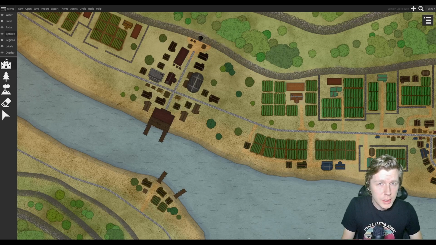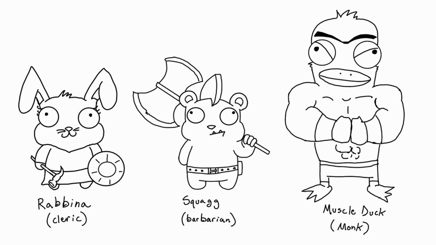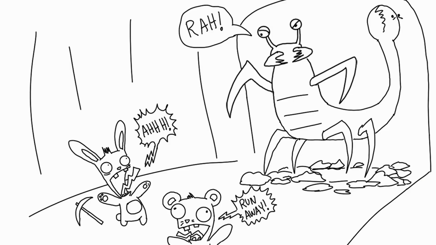Now that we've given our city some colorful characters, let's zoom in on a group of adventurers and see what kind of trouble they get into. Here we have Squog, Rabina, and Muscletuck. Let's say the party hears from one of the hipsters that he's tired of his paints being too expensive because a monster has recently come by and made his home in one of the mines.